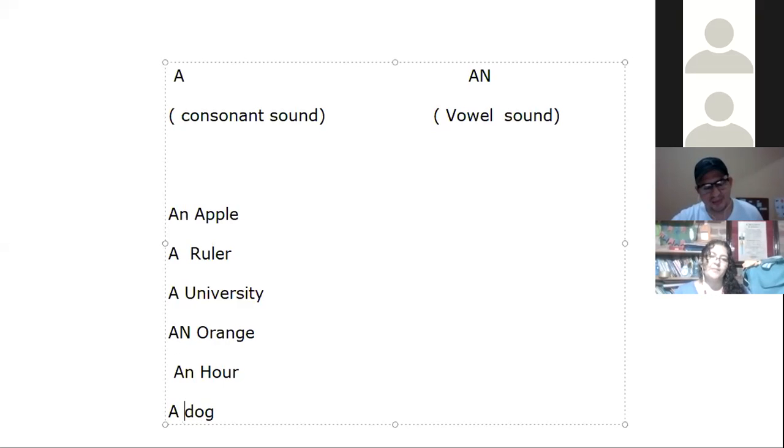Dog. Very good. A dog. Exactly. Okay. Very good. So, no es porque va con vocal. Miren, no, porque estaba con dog. Usted dice a. Okay, is the sound that you have, okay? Y a esto se le llama, okay, el uso de los artículos, a and an, okay? Consonant sound and vowel sound.